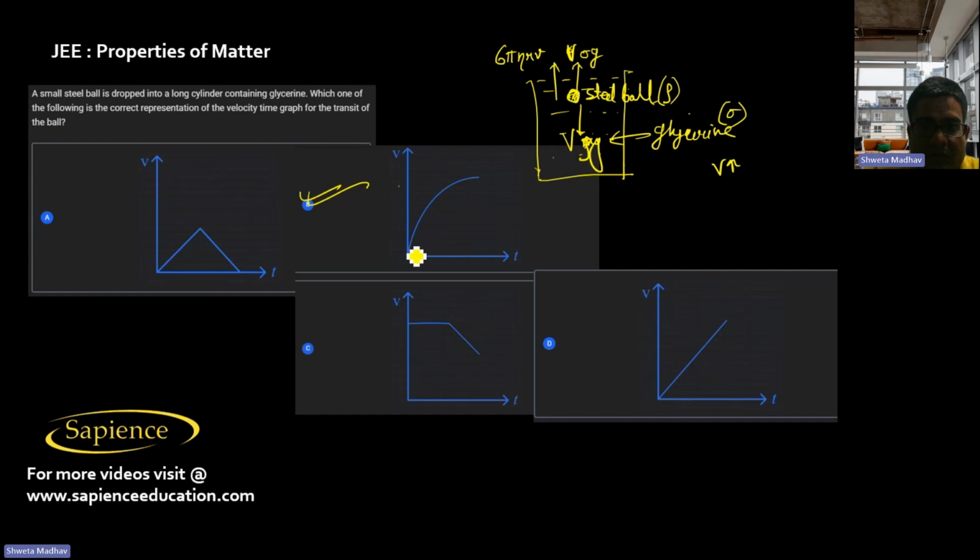Here slowly the velocity will gradually increase and at some point the velocity will become constant, and then that velocity will be called the terminal velocity of the steel ball.